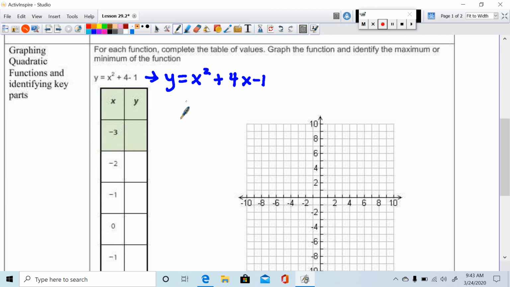So for x squared, the negative 3 is going to go in parentheses. Negative 3 squared plus 4 times negative 3 minus 1. So that's 9. Negative 3 times negative 3 is 9. 4 times negative 3 is minus 12 and a negative 1. So 9 minus 12 is a negative 3, and a negative 3 and a negative 1 is a negative 4.